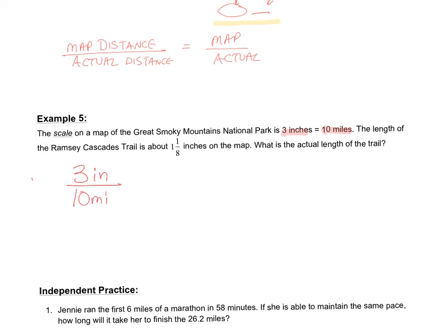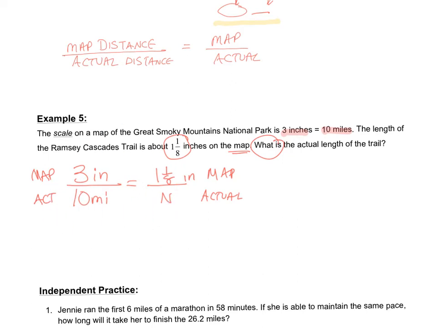So here this is map is to actual, as they're saying that the length of the map distance is 1 1/8. They're saying what, so that's your unknown, is the actual. And I'm using the letter N instead of X. So again, what we've done here is we've said the map distance that they're giving me of 3 inches is related to the actual distance of 10 miles in the same way that the map distance of 1 1/8 is related to your unknown.